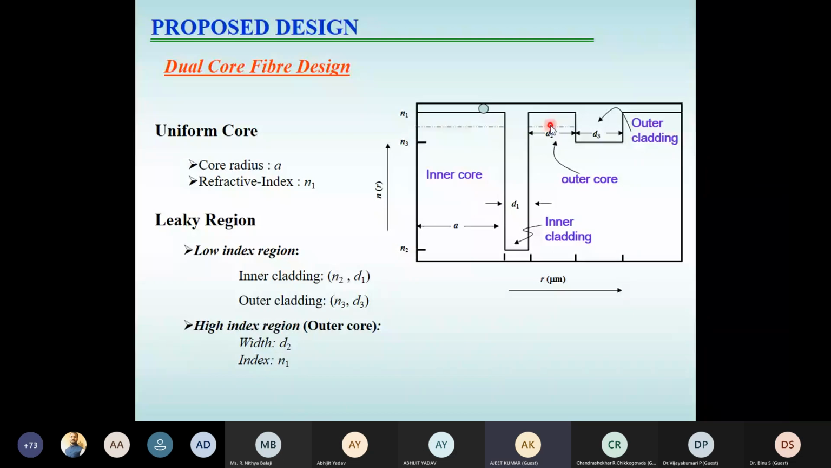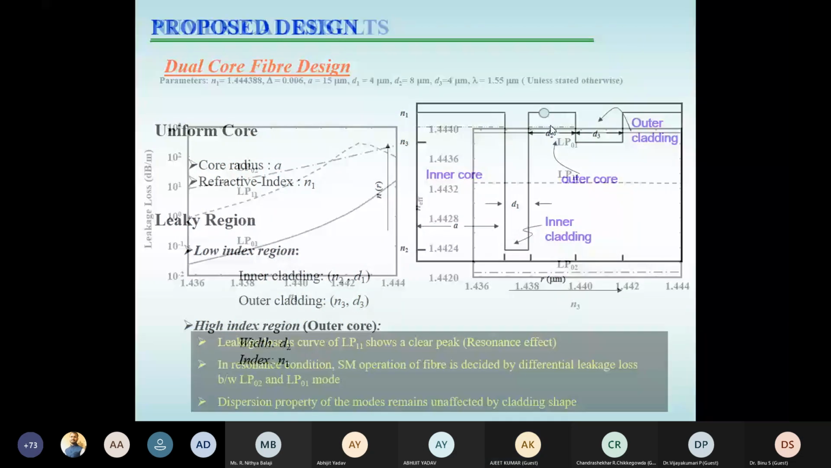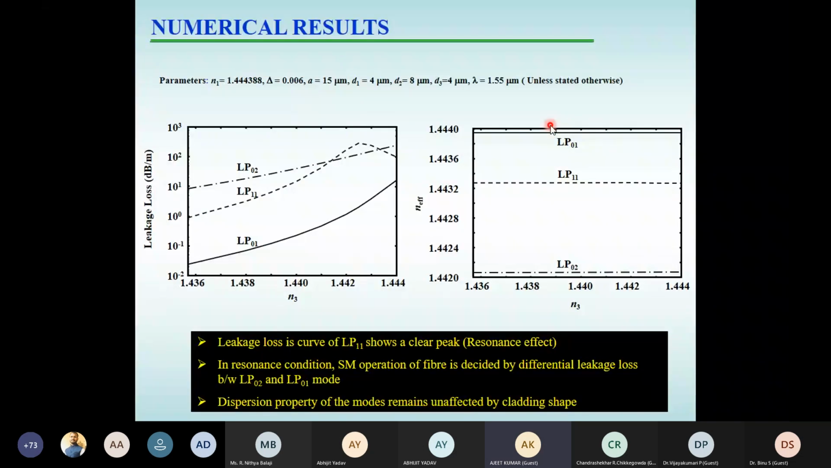And when the resonance coupling starts, you can see a quick transfer of power from the core to the cladding. In order to do that, as mentioned here, we have tuned the value of N3 from 1.436 to 1.444. And you can see that when we changed the value of N3, initially the loss of the fundamental mode is smallest. Then we have the LP11 and then we have the LP02.